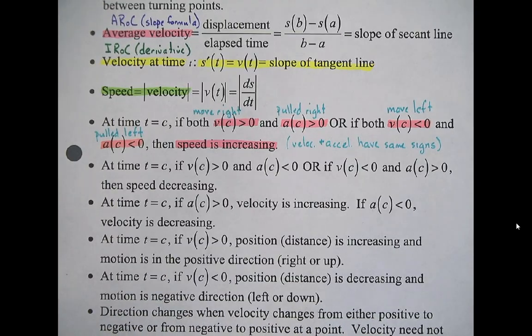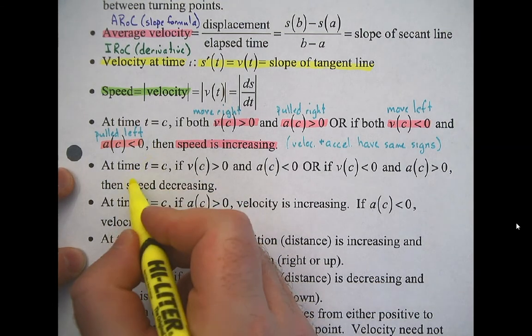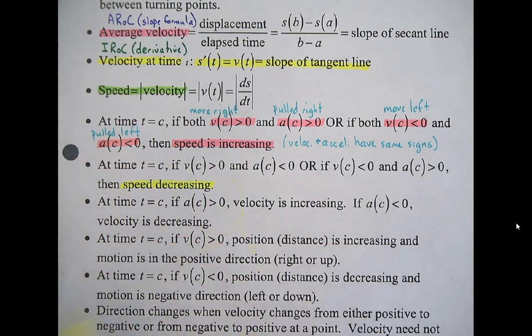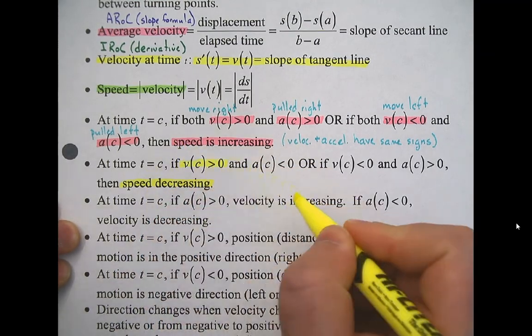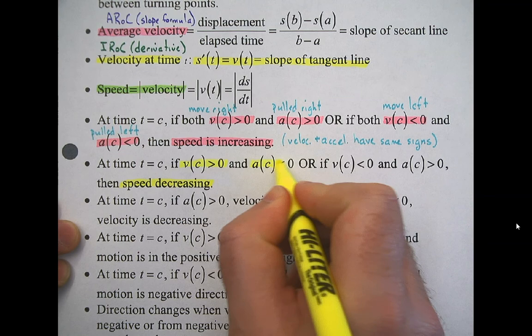Then my speed is increasing. So you could probably figure out pretty quickly, when is my speed decreasing? My speed is decreasing if, what would be a good color here? I need more colors. Okay, we'll go with this. My speed is decreasing if my velocity is positive and my acceleration is negative.